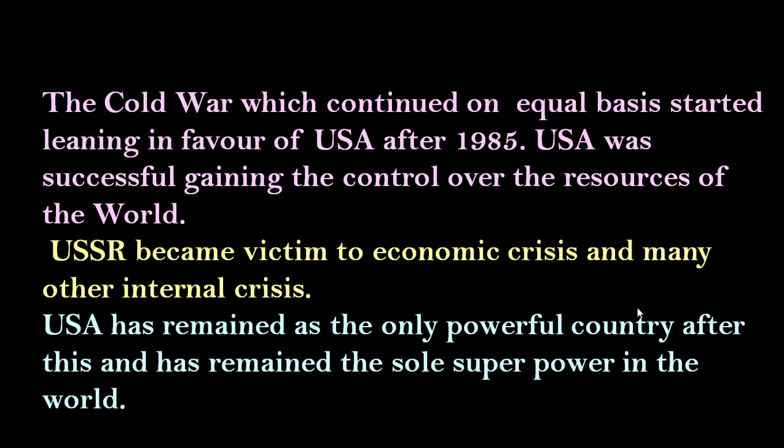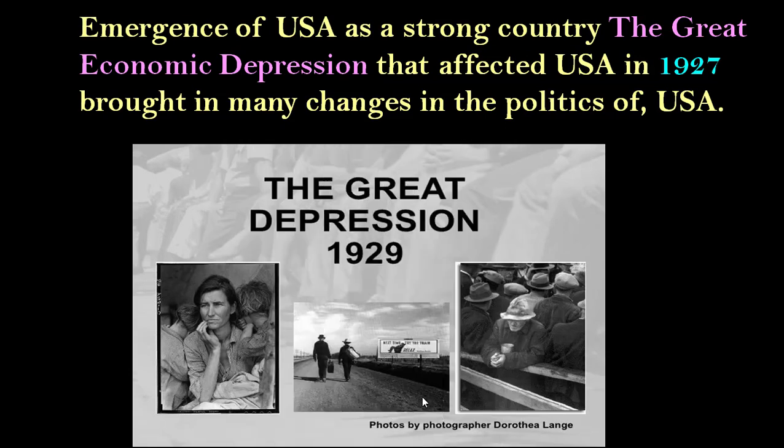The Cold War, which continued on an equal basis, started leaning in favor of USA after 1985. USA was successful in gaining control over the resources of the world. USSR became a victim of economic crisis and many other internal crises. USA remained the only powerful country after this and has remained the sole superpower in the world. So let's come to how USA emerged as a strong country.